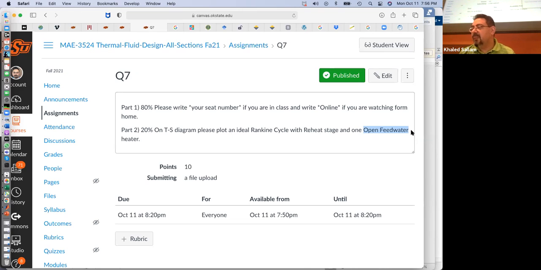But I guess Pippin will take points if you don't do the open part right. Remember how the open part goes to saturated? And it has to have a pump before and a pump after. All open feed water heaters need to have a pump before and a pump after, unlike the closed feed water heaters, which can just run all with one pump.